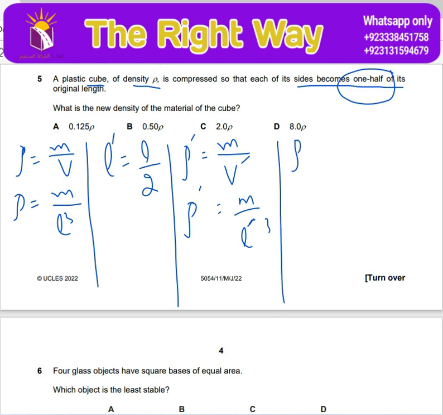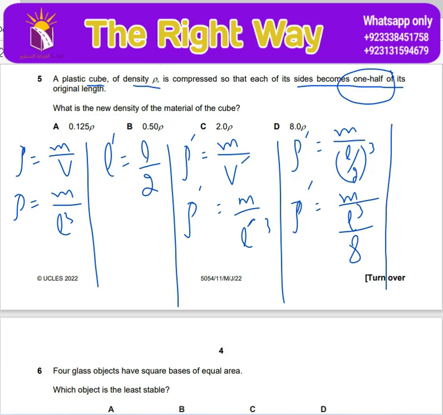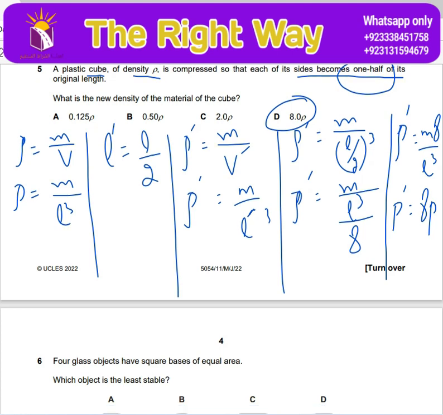So by putting the value of the changed length, m divided by (L by 2) cube, and it will become density is equal to m divided by L cube divided by 8. 2 cube is 8. Now 8 goes like this. Density is equal to m into 8 divided by L cube. So our density will become 8 times the previous density. So D is the right option.